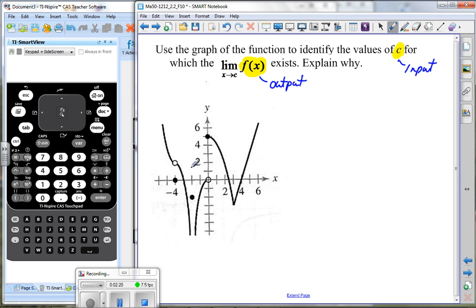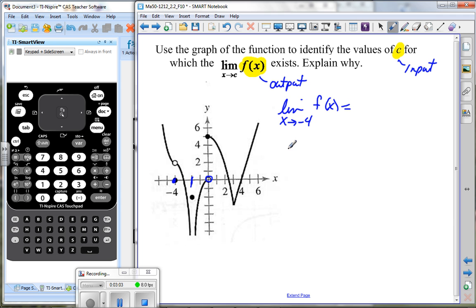So if you look at this, we obviously have something unusual happening here at 4, something happening here at -2, and something happening here at 0. Okay, why do we think those are special? Well, because there are some breaks in the graph. They're not continuous. We're going to talk about continuity in section 2.4, but they're not continuous. So let's take a look at the limit as x approaches, let's try -4, of f of x.